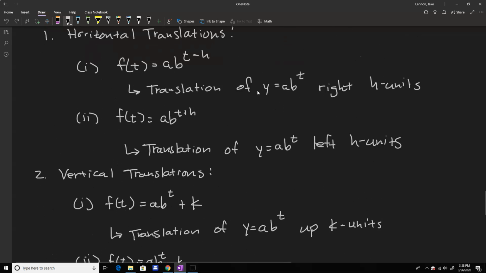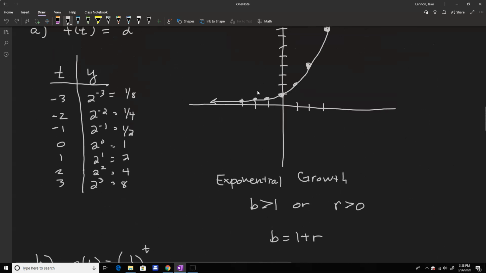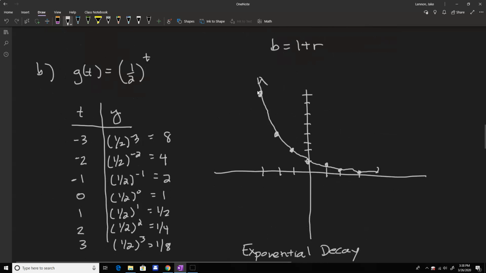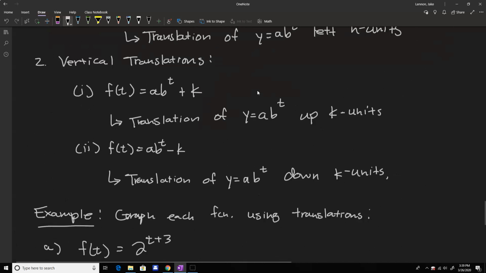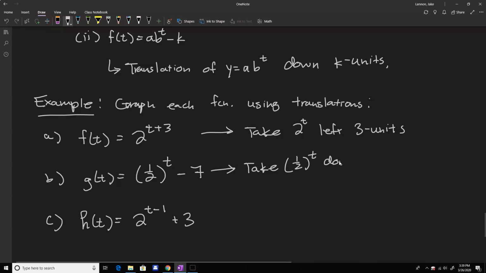So basically A and C are going to be translations of the graph we drew previously, 2 to the t, and part B is going to be a translation of the graph 1/2 to the t that we did in part B in the previous example. So what do you think the translations are going to be? Well, A should take 2 to the t left 3 units. 1/2 to the t minus 7 should take 1/2 to the t down 7 units.